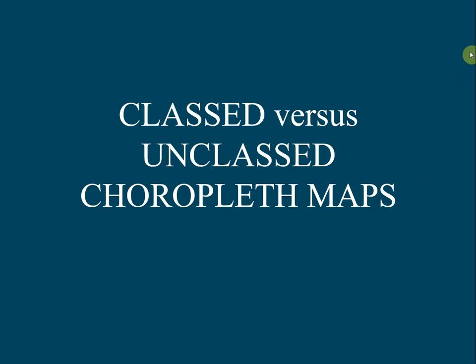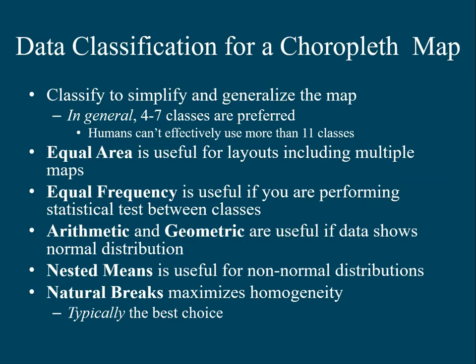All right, so classed versus unclassed choropleth mapping. So we classify to simplify and generalize our data. We're typically going to 4 to 6, 4 to 7 classes in general. All right, there are times when we're going to need more, as we've seen for soil maps, things like that. But in general, you want to keep it to 4 to 7.